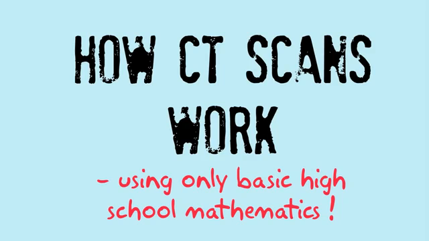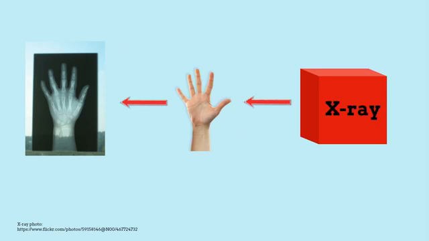In order to understand how a CT scan works, it's first useful to understand one of the limitations of the X-ray. So here's my hand being X-rayed, and different parts of my hand, be they blood, muscle, bone, stop varying amounts of the X-ray getting onto the photographic plate. And so we can get an idea of what's going on inside my hand.